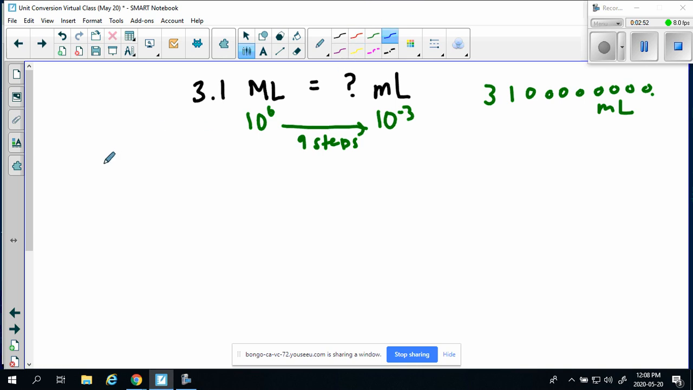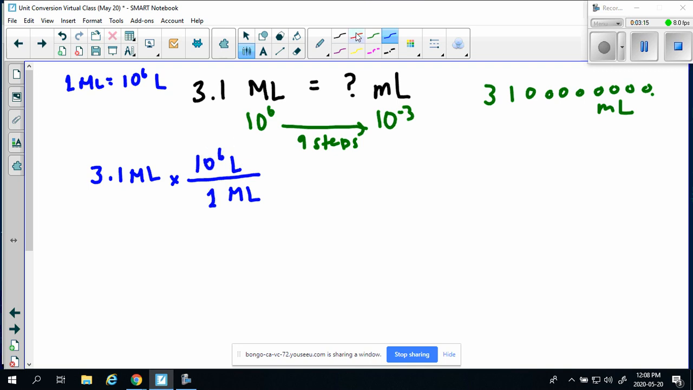Here's how I would probably do it, by unit analysis. So I started with 3.1 megaliters. And I understand that there are 10 to the 6 liters in 1 megaliter. So 1 megaliter is 10 to the 6 liters. But I'm going to put the megaliters in the bottom because I want the megaliters to cancel out, and I'll put liters in the top. So 1 megaliter is 10 to the 6 liters.